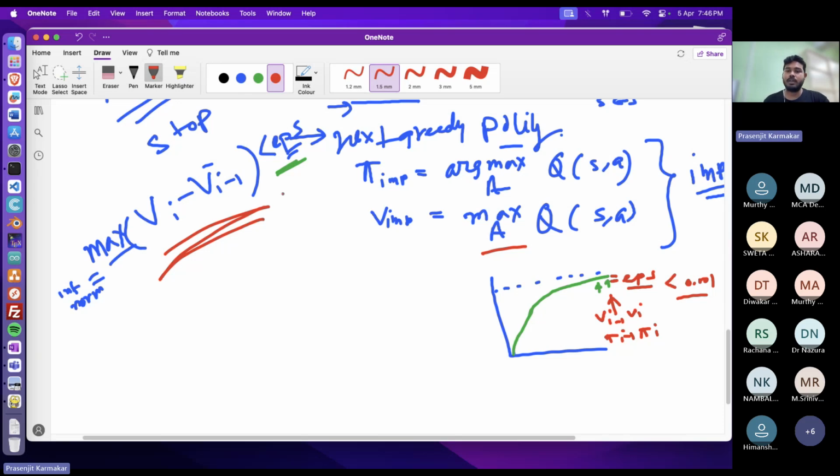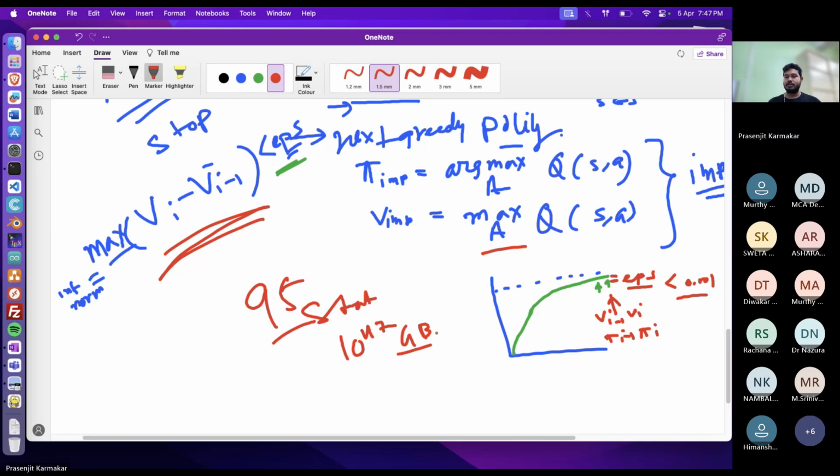Now let's go with coding. Let's see whether we can solve much larger environments. Our goal is to solve that 95 state environment, which needs an enormous amount of 10 to the power 47 GB of RAM if we go with that iteration looping algorithm. Our goal is to see whether we can solve that thing or not. Let's implement it first.